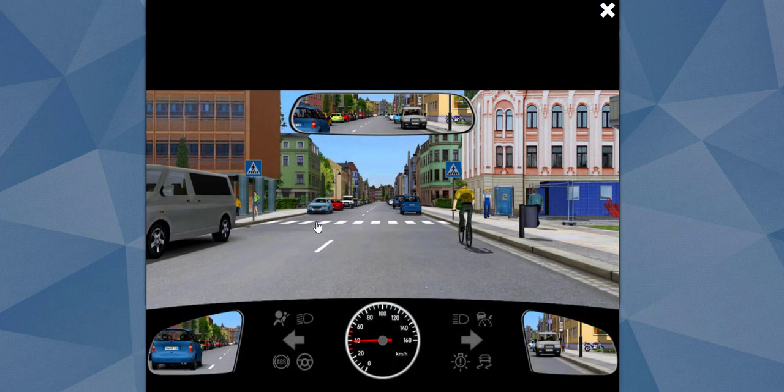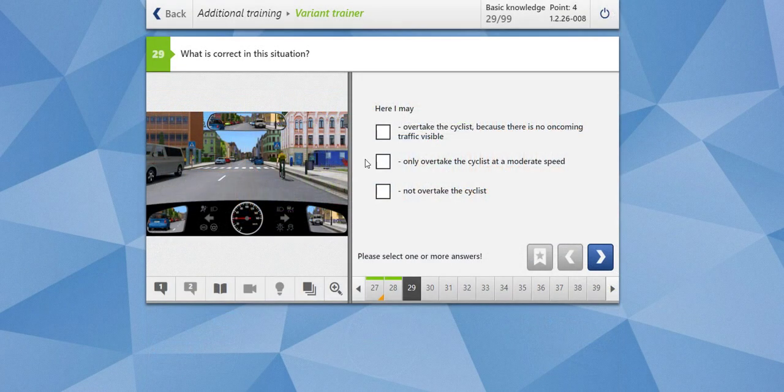What is correct in this situation? So what we are seeing here, there is a cyclist, there is a pedestrian crossing. Yeah. So let's look at the options. Here I may overtake the cyclist because there is no oncoming traffic visible. Actually, it's not a good idea to overtake whenever there is a pedestrian crossing because it might happen that whenever you speed up for overtaking, a pedestrian comes who wants to cross the road.